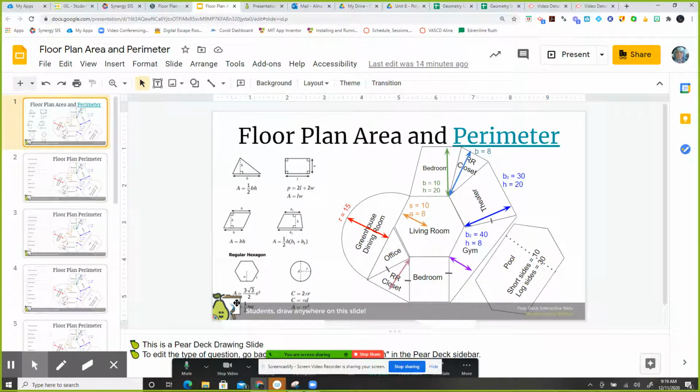So the formula for a hexagon, do I want to use the one at the top or the one at the bottom? Okay, so 3 times the square root of 3 divided by 2 times the side squared. We can use both, yeah. So we get to choose which one we want to use.